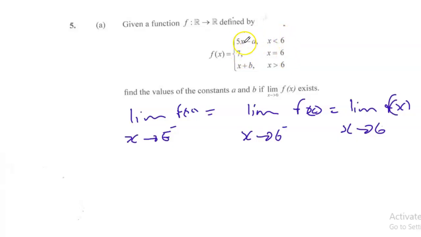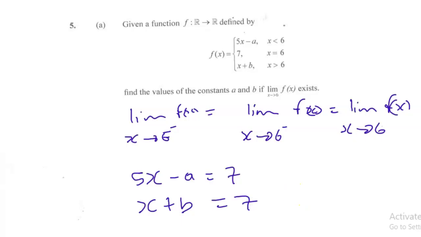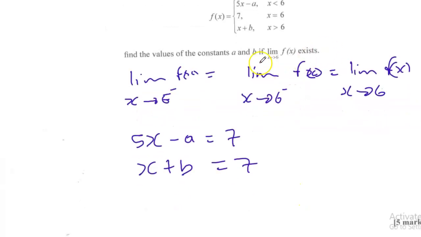Replacing x with 6, for the first, we can equate the first two. So the first two, replacing x, 5x minus a, we can equate to 7, and we can equate the last two, x plus b, also to 7. Of course replacing x with 6 in each of them.